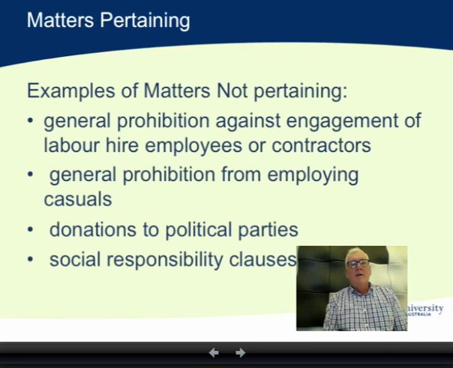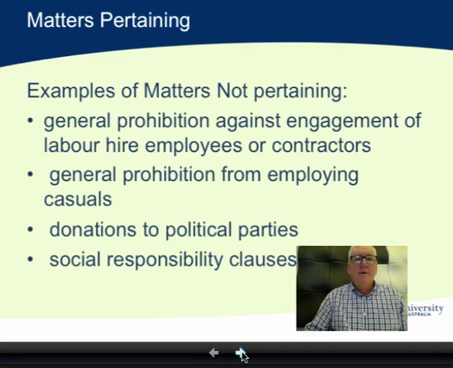Donations to political parties and social responsibility clauses. And the example that's given in the commentary was a condition which said that the company would only deal with other companies that had signed up to some sort of undertaking to say that they would reduce carbon emissions, something of that nature. That has really no place in the enterprise agreement.